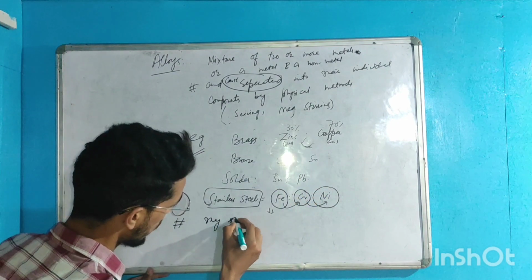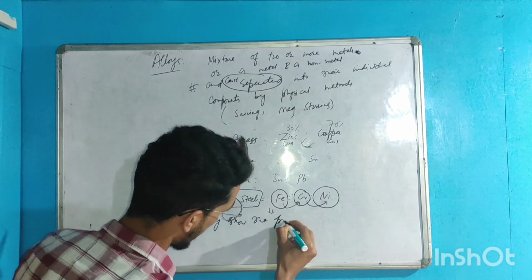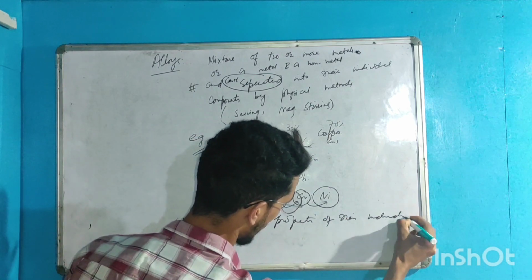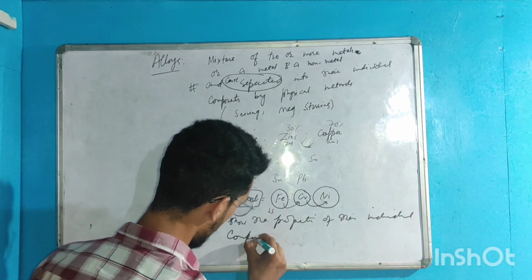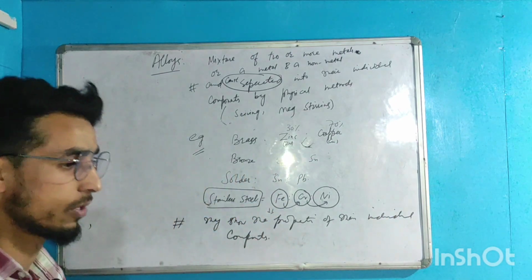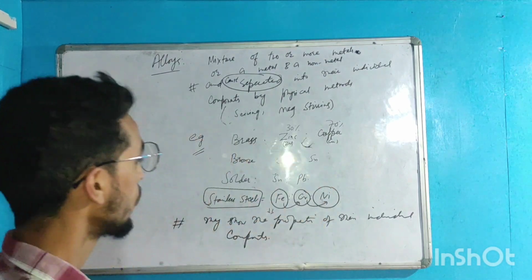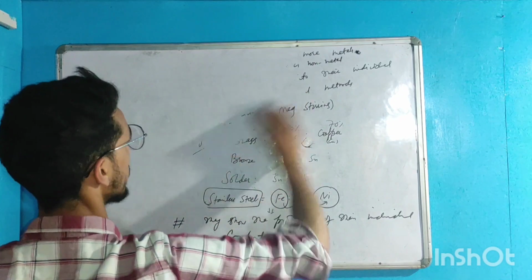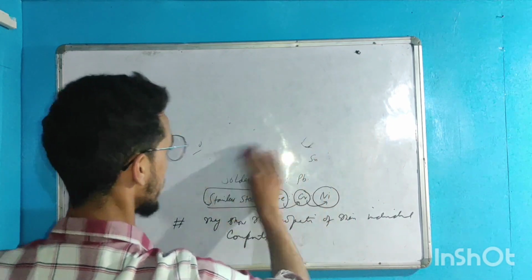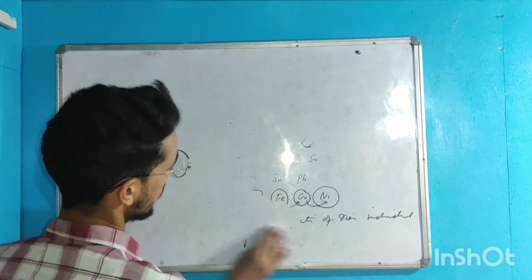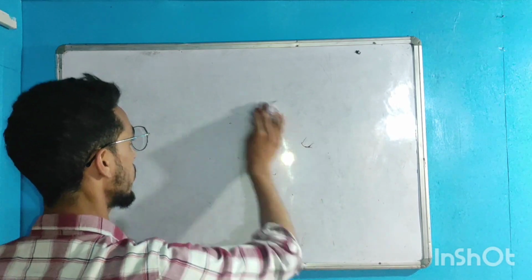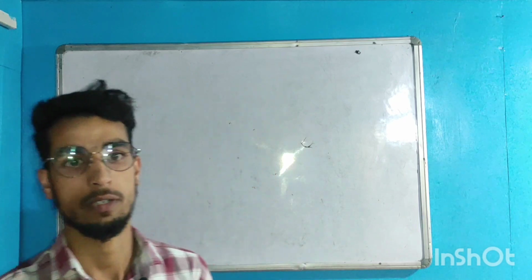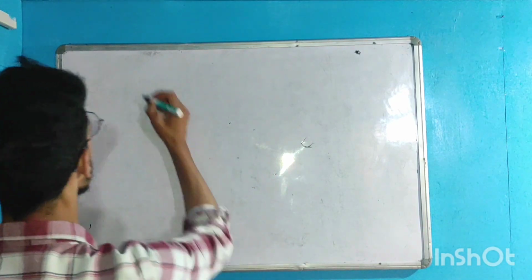They show the properties of their individual components. So this was all about alloys. Now we'll move towards colloidal solution. Now what is a colloidal solution? Let me rub it first. After colloidal solution, we'll take its examples, and then we'll move towards a new concept called a suspension.